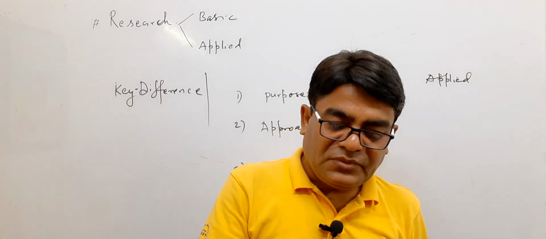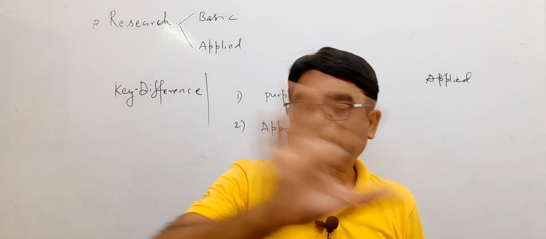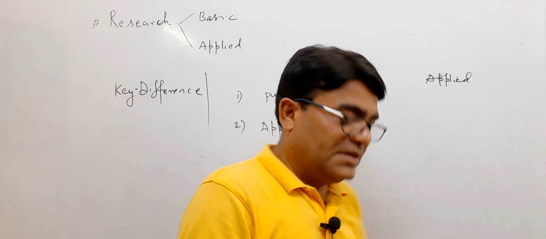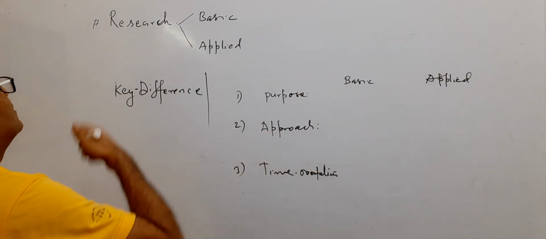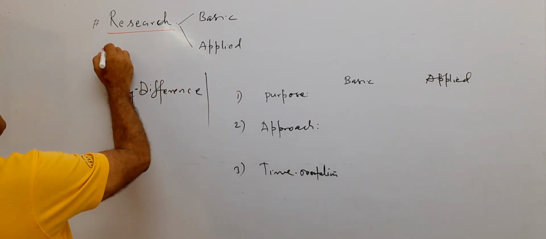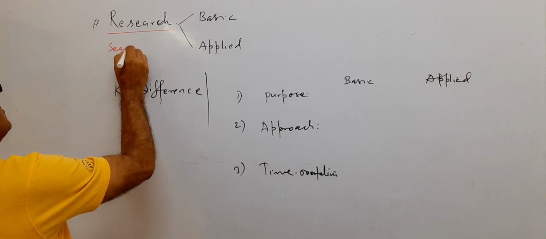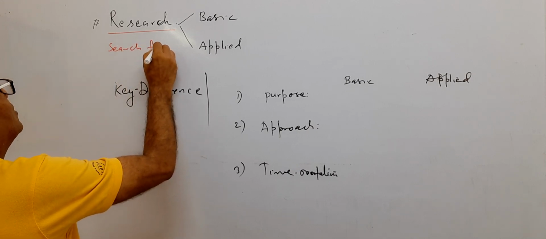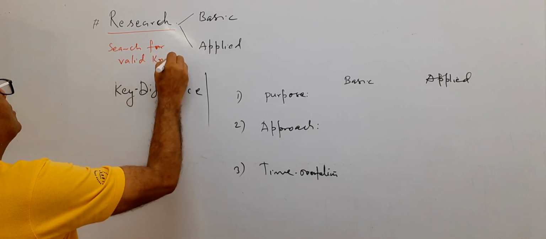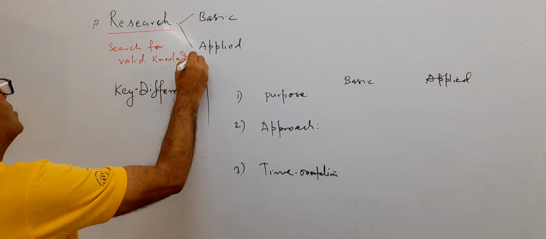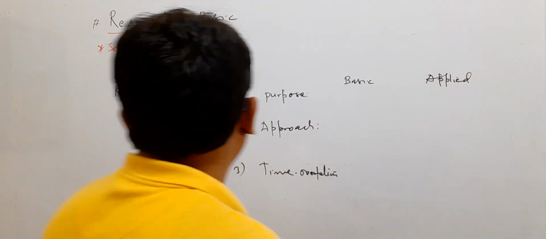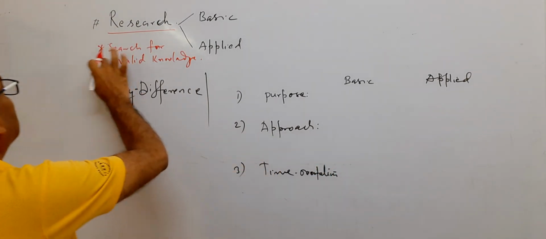See, you need not create a big introduction, just answer directly. When you say research, what is it? Research is a search for truth. In technical terms, it is a search for valid knowledge. So you should add this one: search for valid knowledge. Research is a search for truth. You should add that.